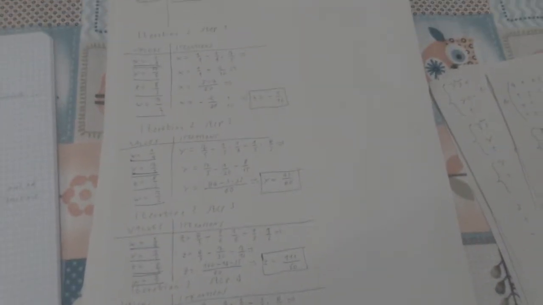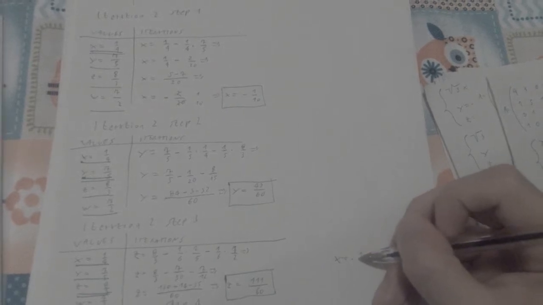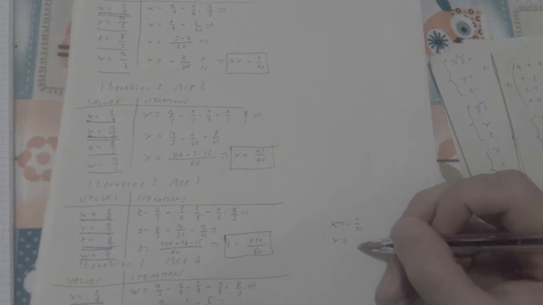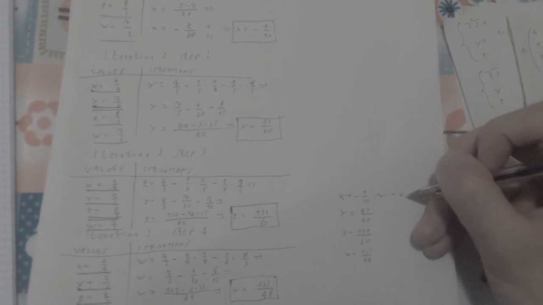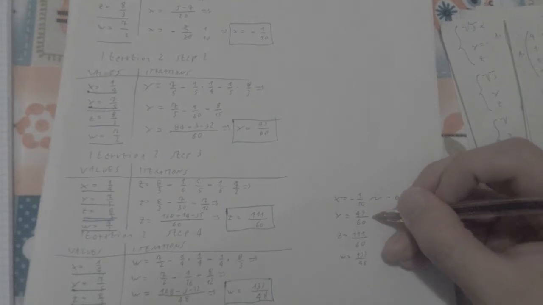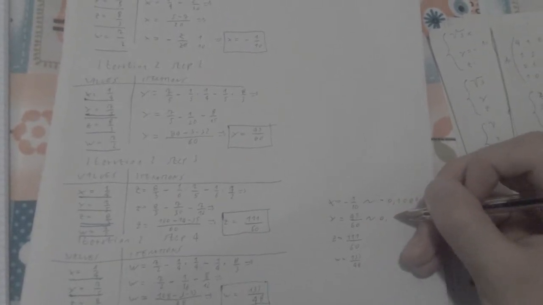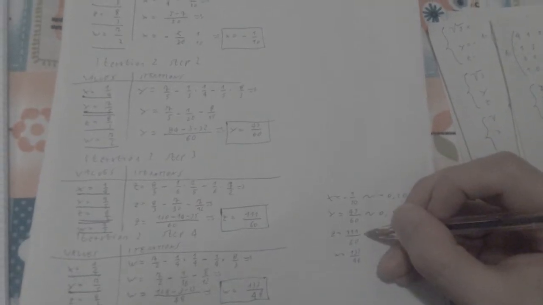The values that we have basically got are these. So we have x equal to negative 1 over 10, y equal to 49 over 60, z equal to 111 over 60, and w equal to 133 over 48. So negative 1 over 10 is roughly negative 0.1000. Y is roughly 0.8166. Z is roughly 1.8500, and w is roughly 2.7708.